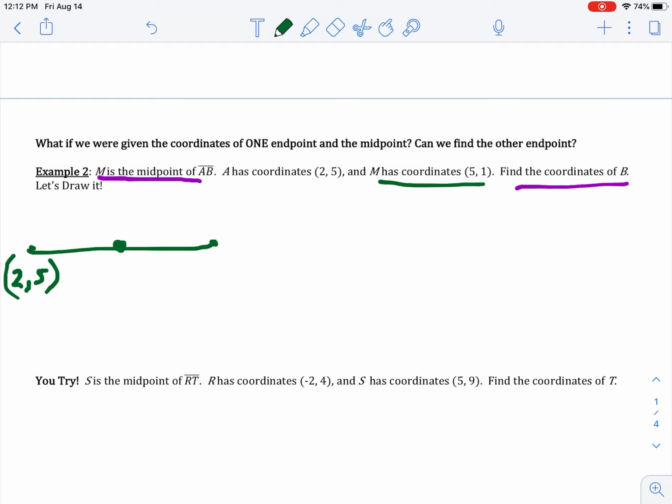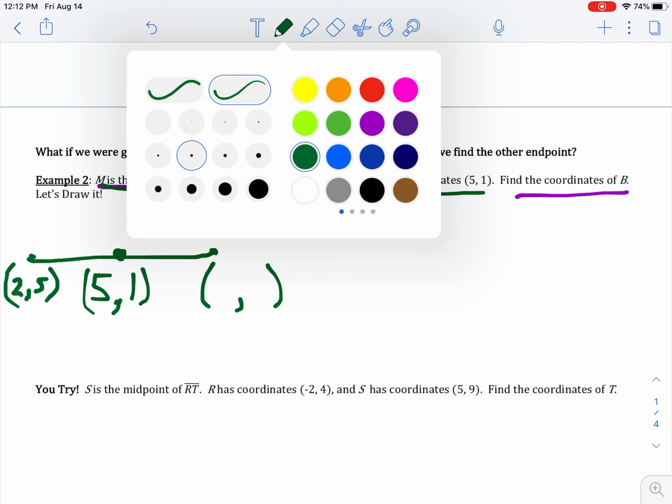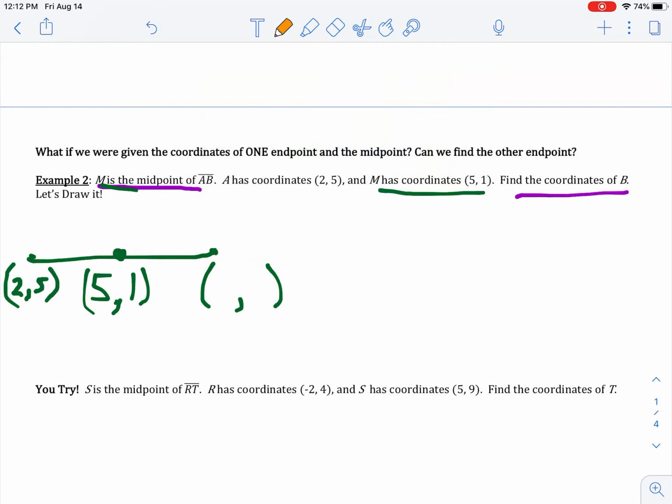M, the midpoint, has coordinates 5, 1, so because that's the midpoint, I need to put that in the middle, 5, 1. What they're trying to do is figure out what the other endpoint is. So what are our missing coordinates at the end? All right, so here's where we're going to look at the jump. We always start at the endpoint, so I'm going to start on the left end.